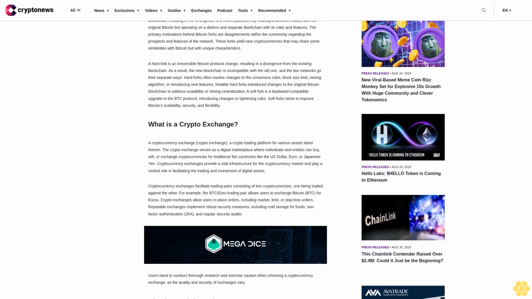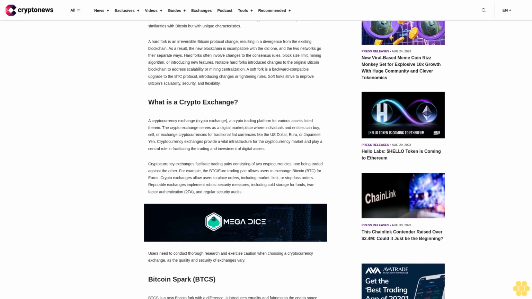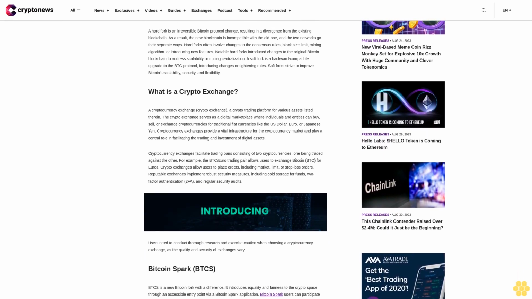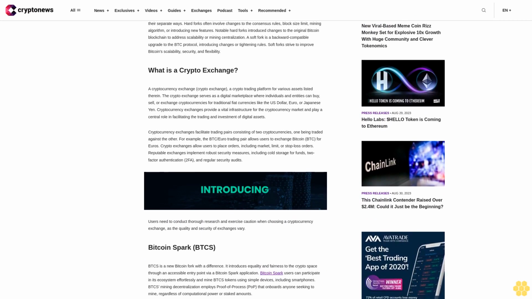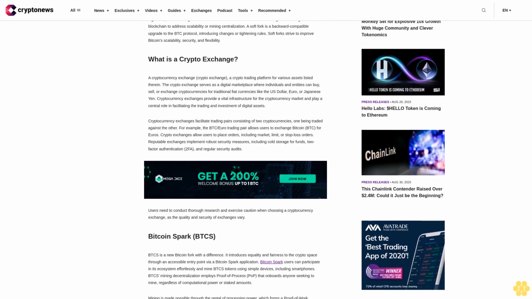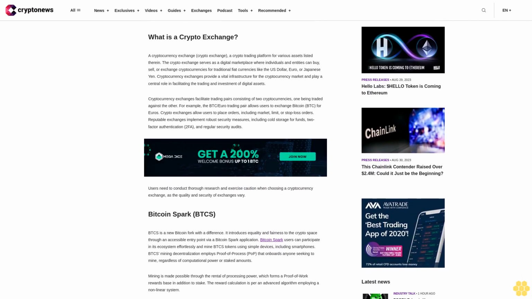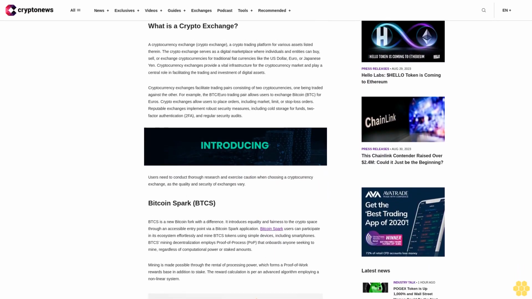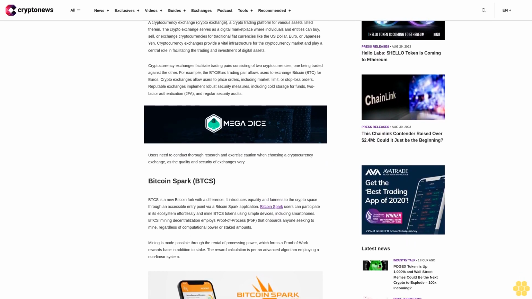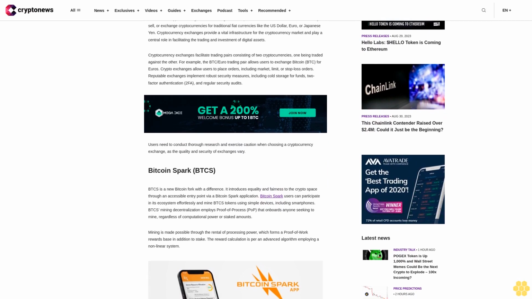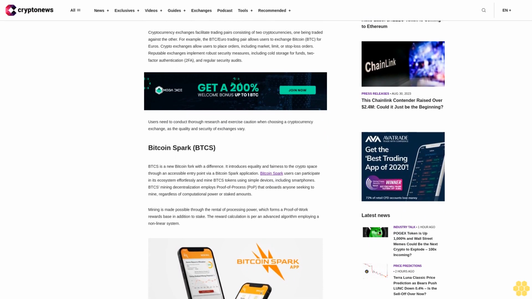A hard fork is an irreversible Bitcoin protocol change, resulting in a divergence from the existing blockchain. As a result, the new blockchain is incompatible with the old one, and the two networks go their separate ways. Hard forks often involve changes to the consensus rules, block size limit, mining algorithm, or introducing new features. Notable hard forks introduce changes to the original Bitcoin blockchain to address scalability or mining centralization. A soft fork is a backward-compatible upgrade to the BTC protocol, introducing changes or tightening rules. Soft forks strive to improve Bitcoin's scalability, security, and flexibility.